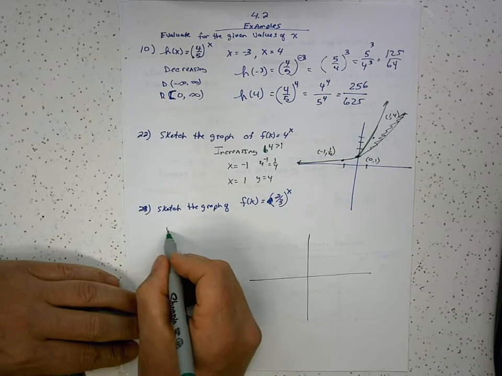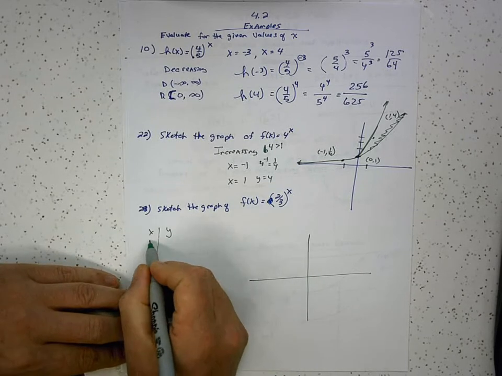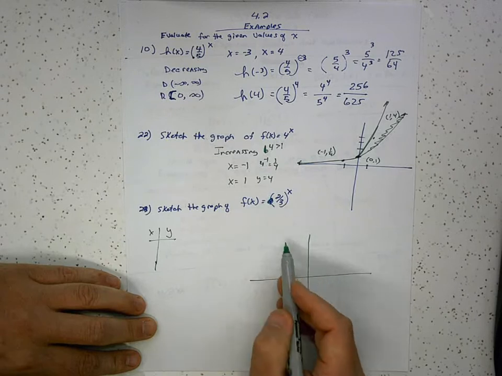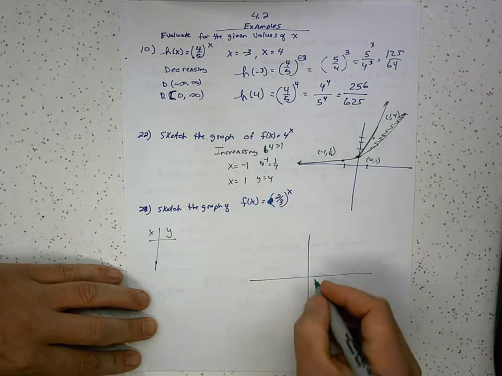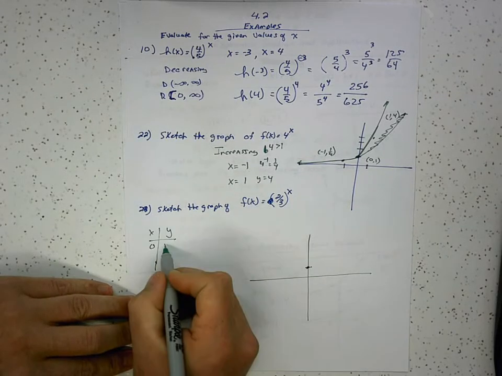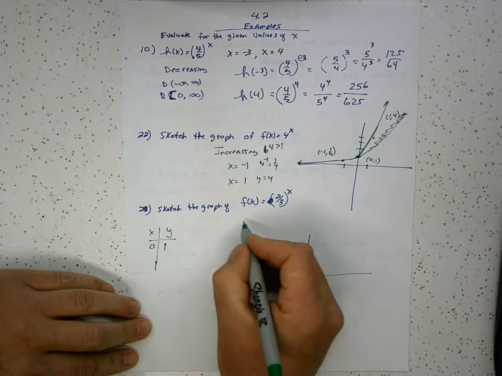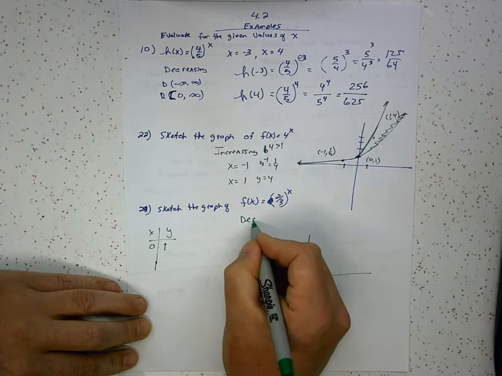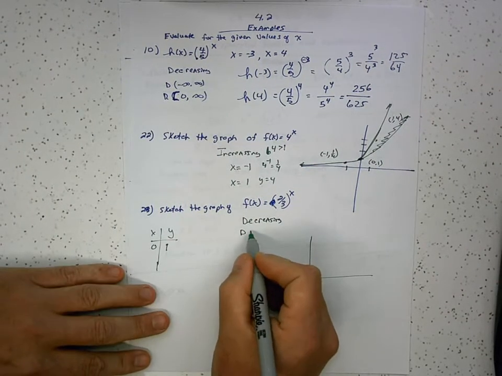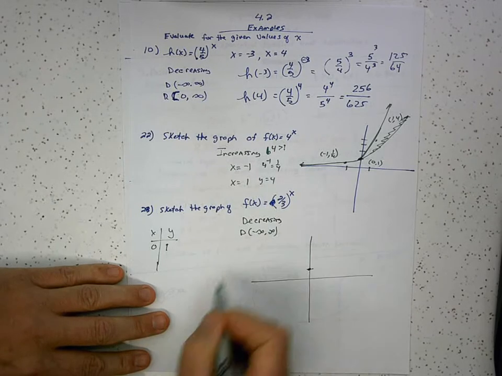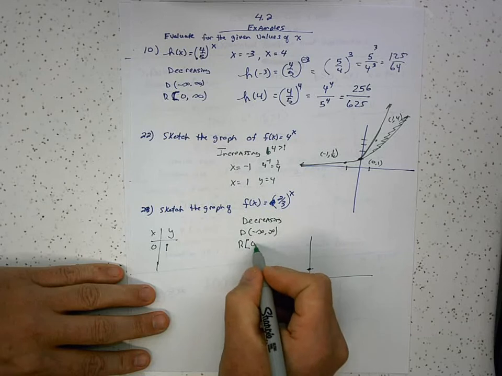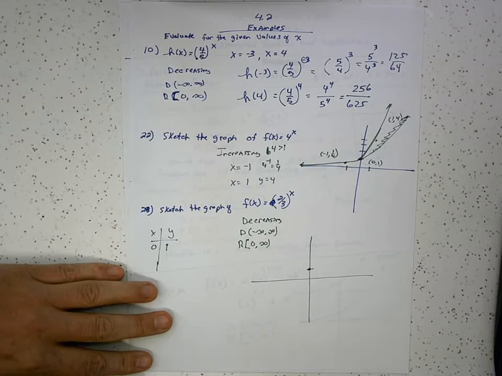Here, let's do this. We'll make an XY table. Make it easy to do. Since it's just a straight function with no a value and no sliding on it again, I know it's going to cross at 0. Anything to the 0 is 1. I know it's going to be a decreasing function with a domain that's going to go from negative infinity to positive infinity, and a range, since it hasn't slid anywhere, that goes from 0 to infinity.